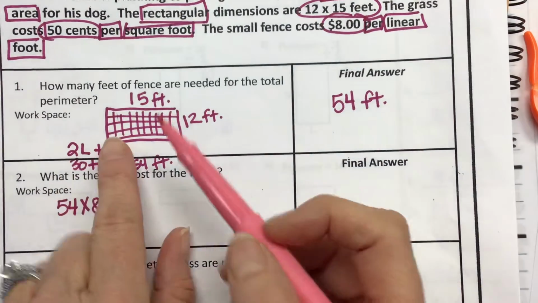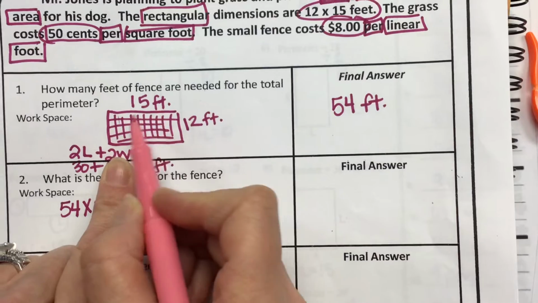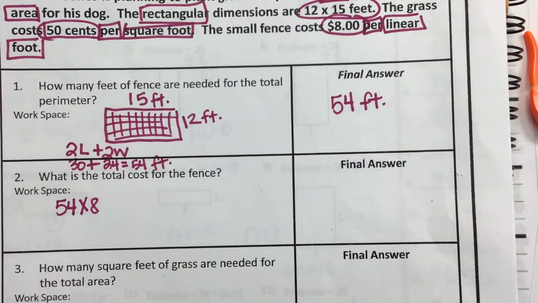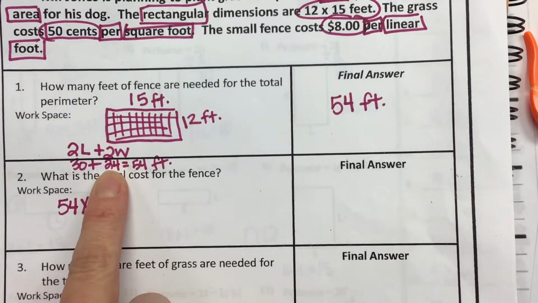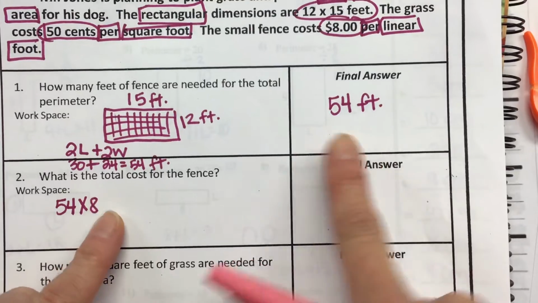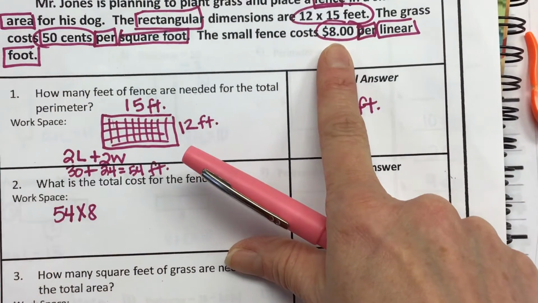Okay, so let's look at the fence. The fence we said was 15 feet long and 12 feet wide. Okay, so we found the perimeter yesterday by doing 2 times 15, which was 30, and 2 times 12, which was 24, and added that together to get 54 feet.